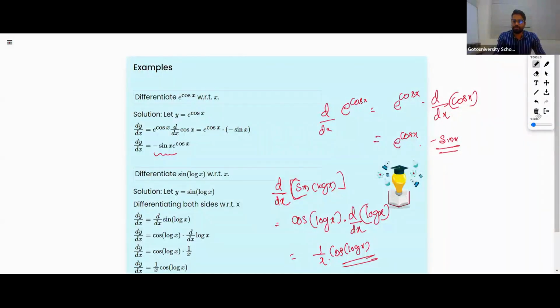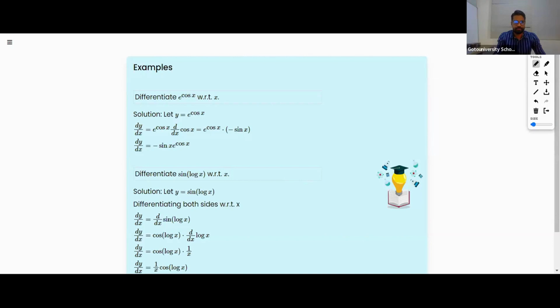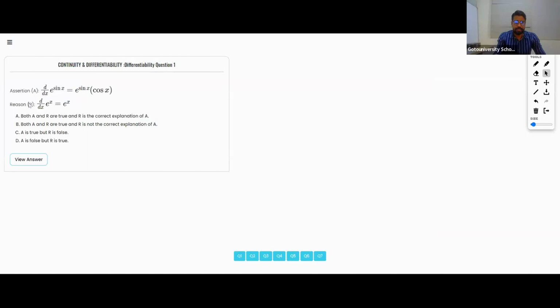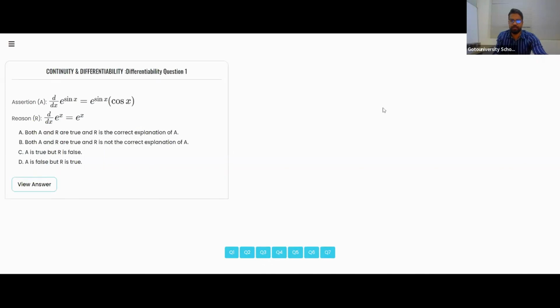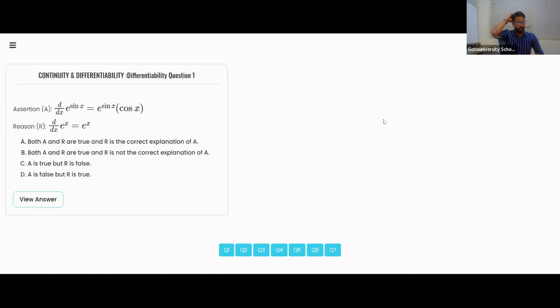Shall we solve some questions? Yes. I have around 7 questions, and again another assertion reasoning. Shall we quickly look into the solution and do the reverse process now, or do you want me to solve the first?